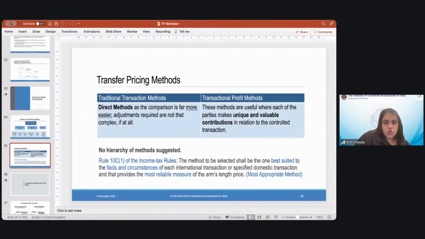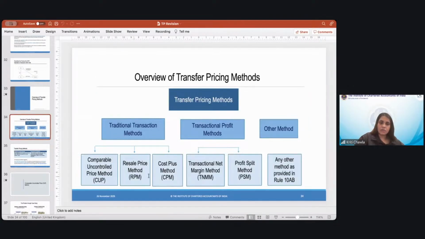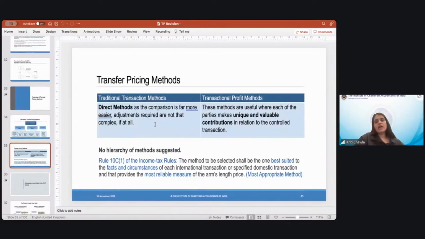Now, just to give you a brief perspective, there are these direct methods. These three are basically called direct methods. They are direct methods because they are quite simple. Adjustment is not required. The comparison is far easier.